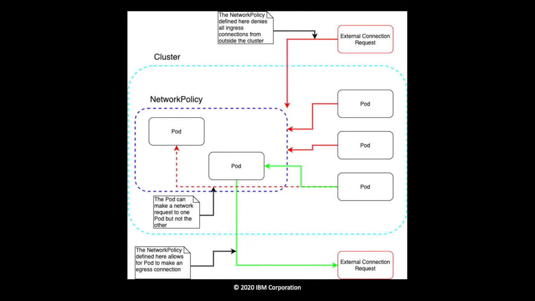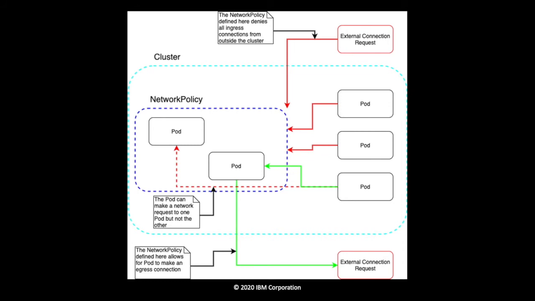Now let's say that this pod here is sending some data to an external data store or doing some sort of backup recovery process. It needs to make an egress connection to an external connection. This network policy explicitly states that this pod is okay to make that connection and send the data. Now, if this pod were to try to make an egress connection to, let's say, this external request up here, that would be denied by the network policy because there's no enforcement for it specified.